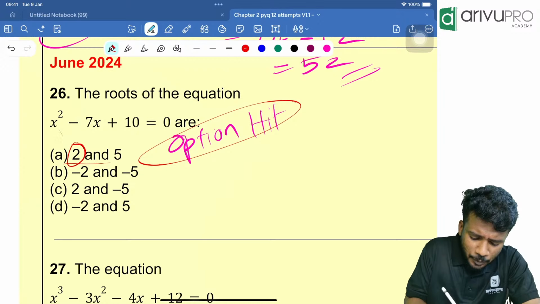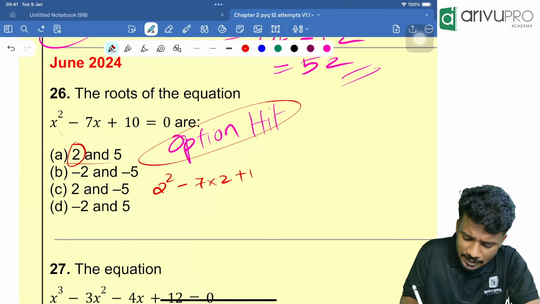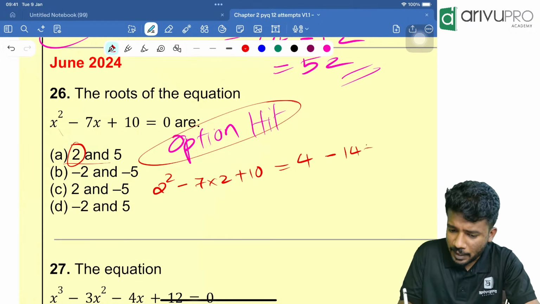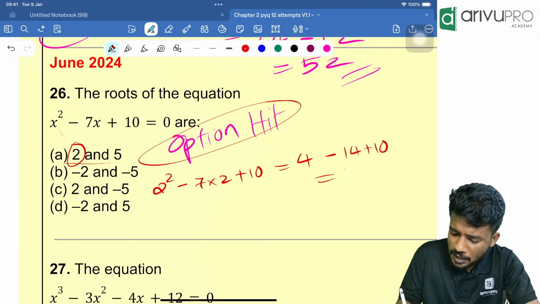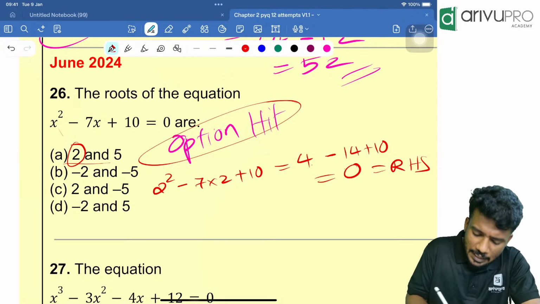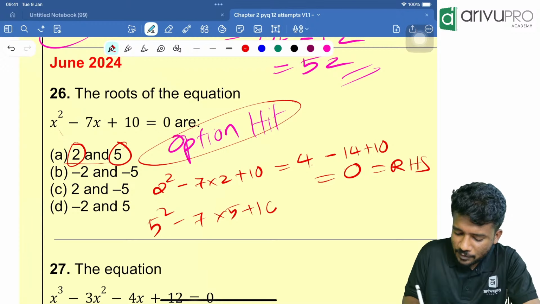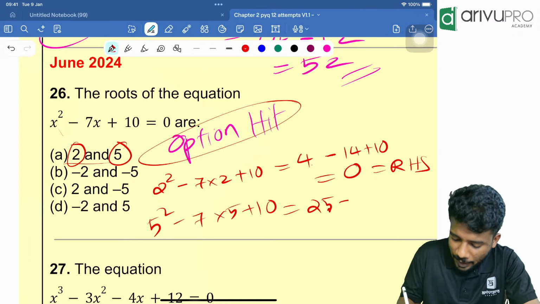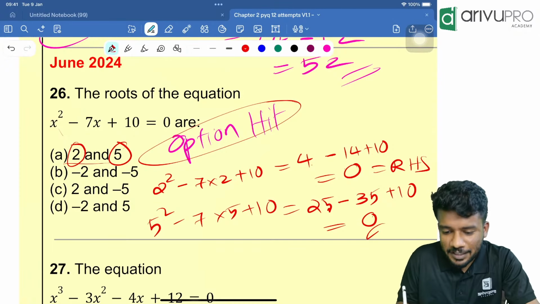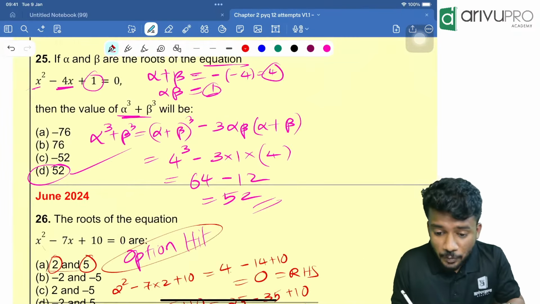Instead of x put 2, that means 2 square minus 7 into 2 plus 10, which is 4 minus 14 plus 10. 14 minus 14 is 0, which is equal to the RHS. Now try with 5. 5 square minus 7 into 5 plus 10 is 25 minus 35 plus 10. 35 minus 35 is 0, which is equal to the RHS. So it is a direct option.